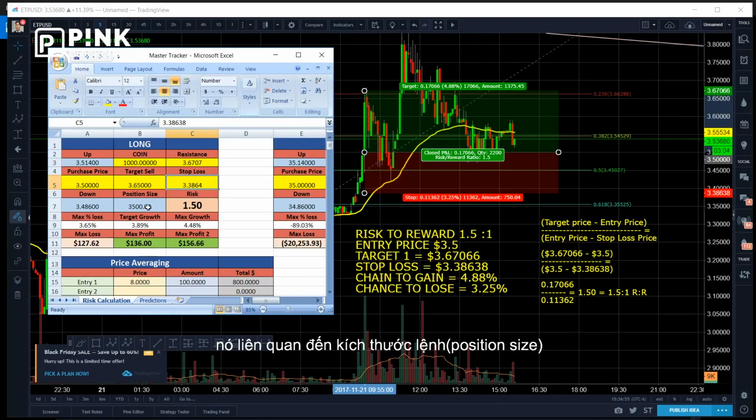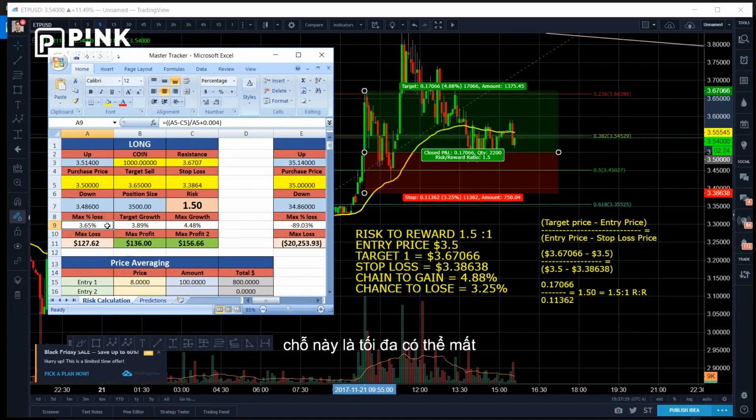So this refers to your position size, okay? If you bought 1,000 coins at 3.5, the yellow field is the only thing you guys touch. That's why it's highlighted, the yellow. You don't touch any other field, okay? Coin, your resistance, your stop loss, your target sell, your purchase price. Your up or your down, you don't touch. This tells you what is your position size. It just takes your coin amount multiplied by your purchase price, okay? That's it. Your risk to reward is 1.5, all right? It's 1.5 there.